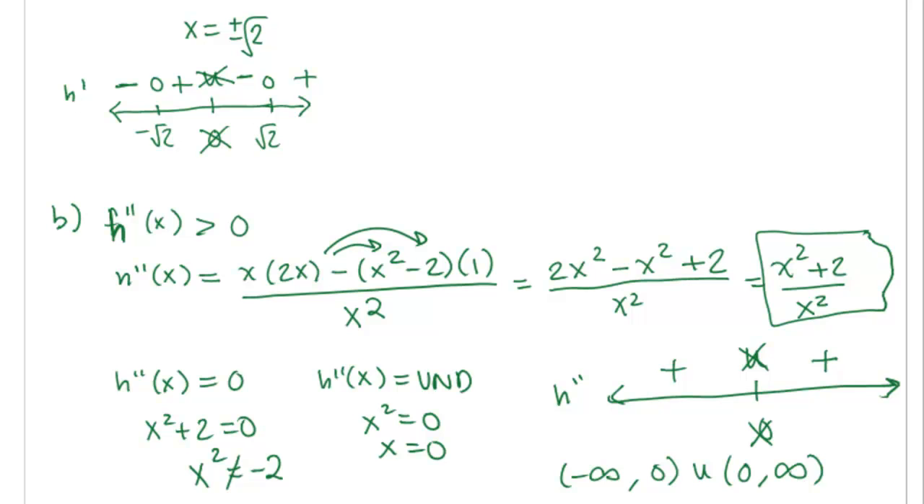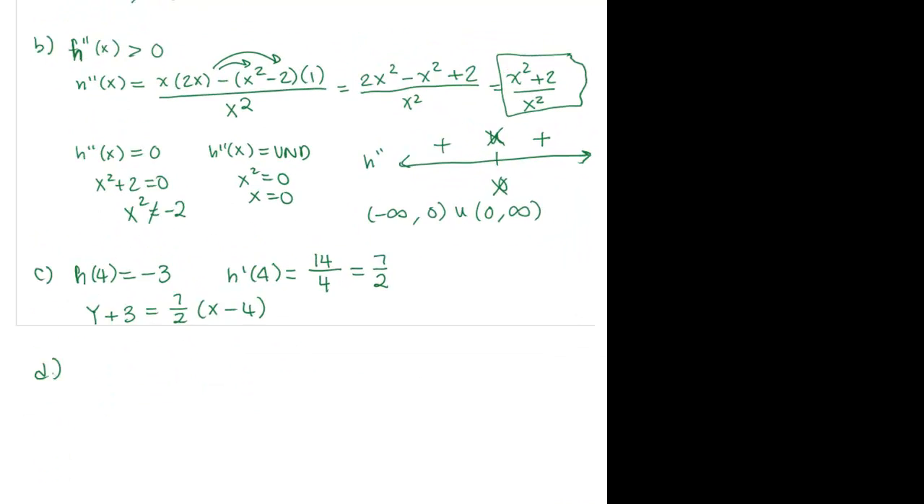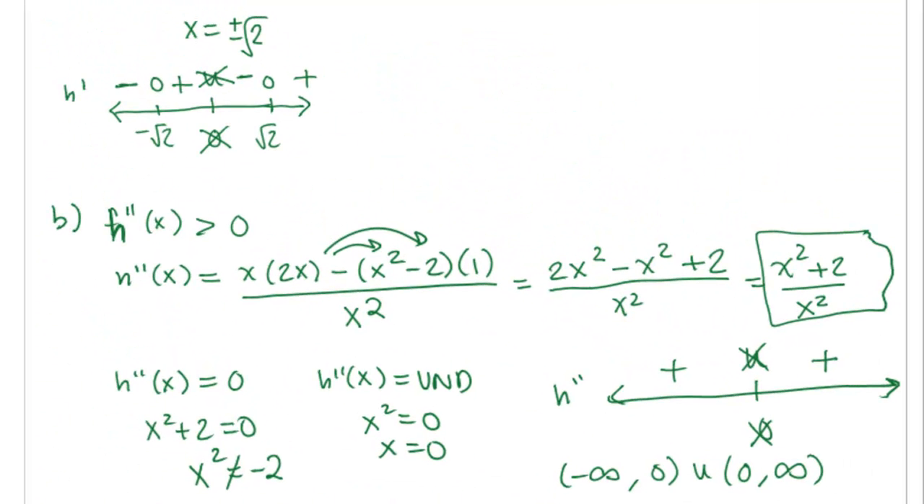And then the equation of the tangent line would be y minus negative 3 is equal to 7 over 2 times x minus 4. The equation of the tangent line. And then letter D says, does the tangent line lie above or below the graph of f for x greater than 4? So what I need to know, when x is greater than 4, what's the concavity?